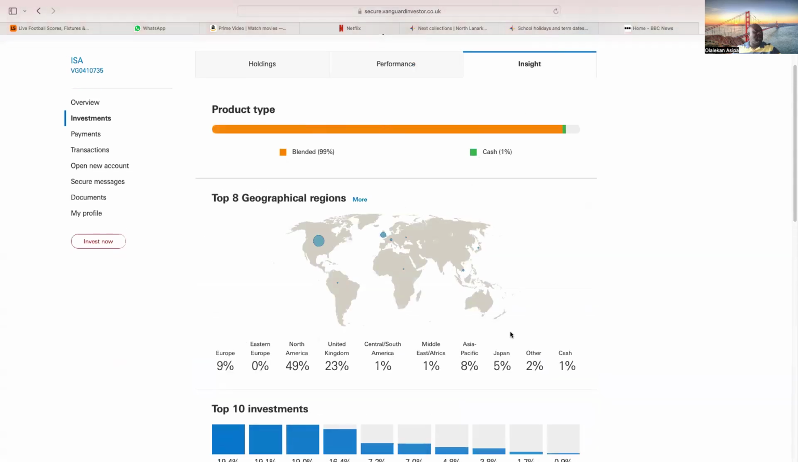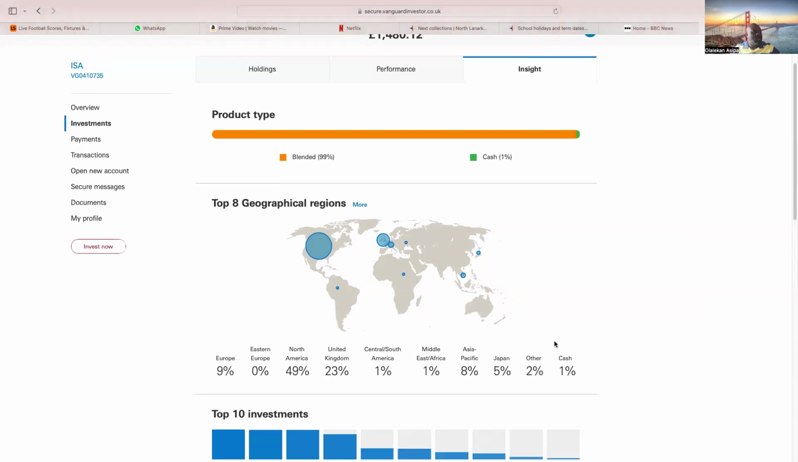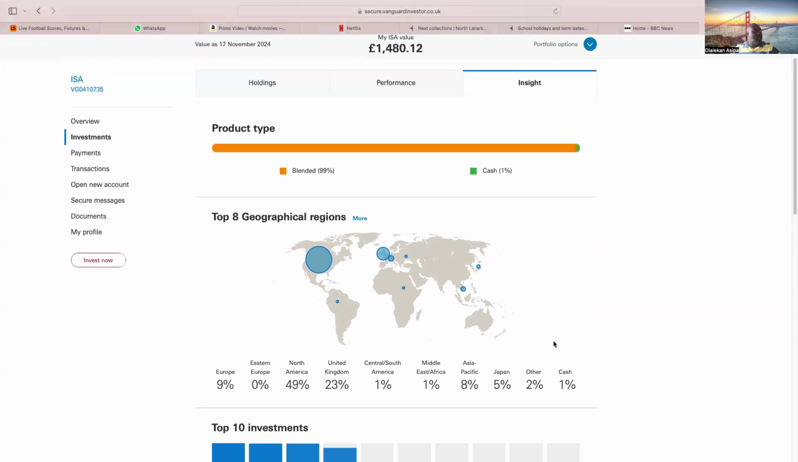Yeah, so this shows the distribution of the fund between Europe, East Europe, North America. As you can see, most of the fund is invested in North America, 20% in UK. So this is the diversification of the fund over different countries. Probably that has contributed to the performance of the fund, while I never really saw any red or going negative since I've had the fund. So it's something to consider.